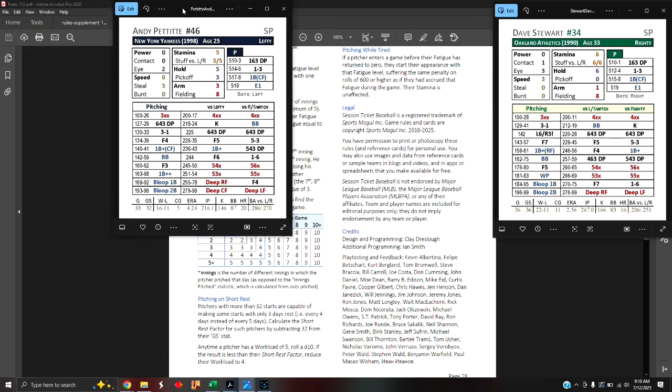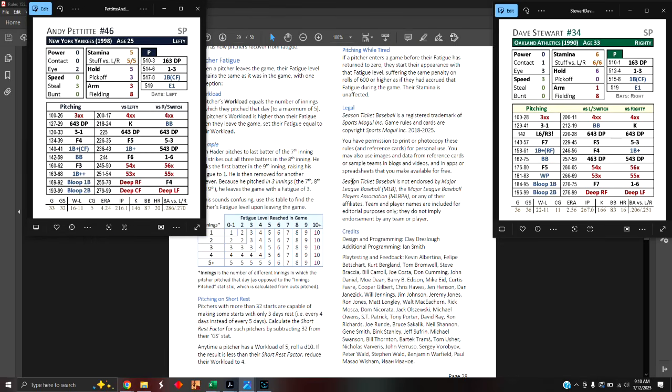Now, much like players playing injured, pitchers can pitch while still fatigued. So even though Andy Pettitte cannot pitch on 3 days rest normally, let's say it's the playoffs. In the playoffs, you want him to pitch on 3 days rest because it's the playoffs.